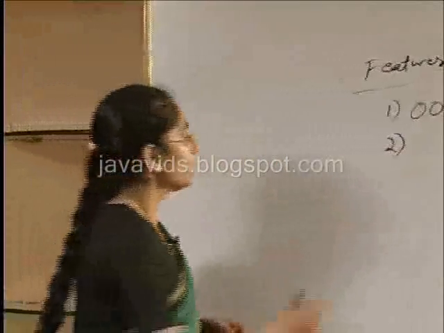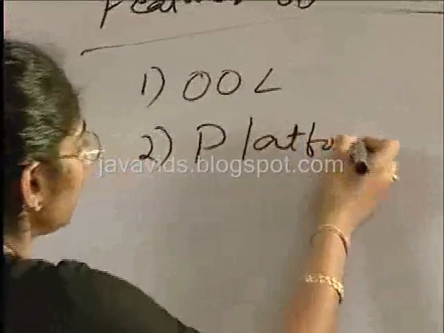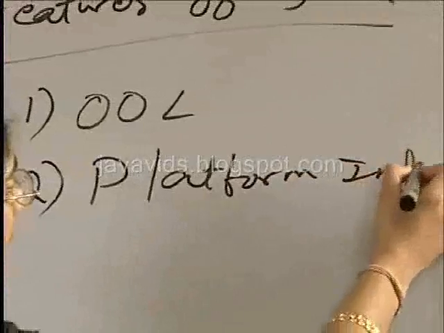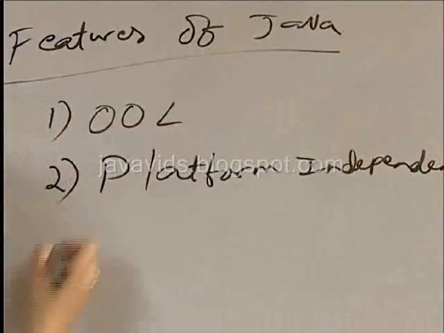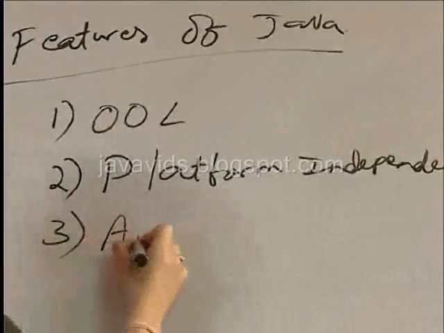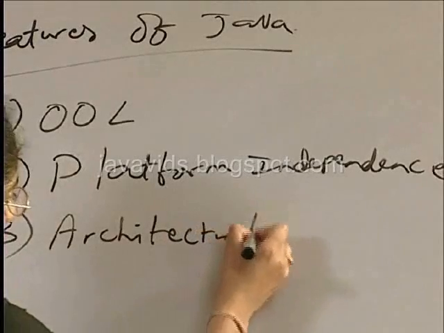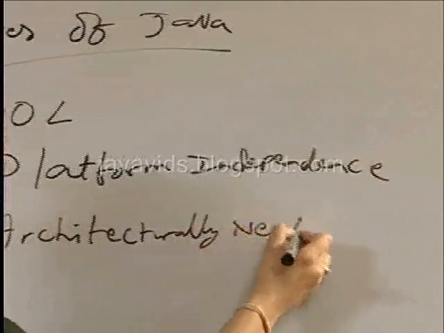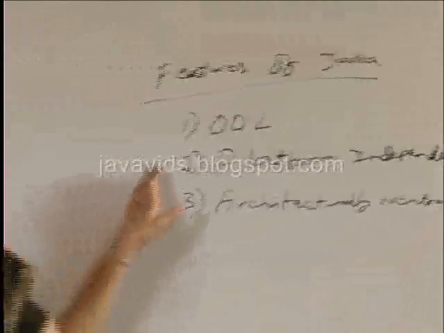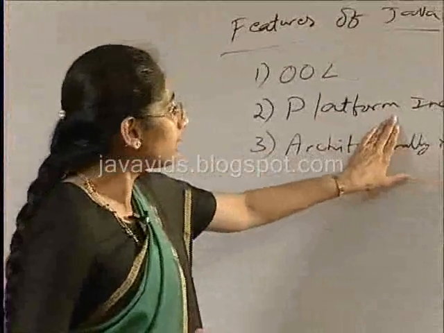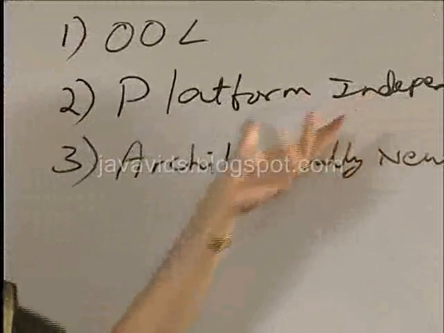Second, we know Java for its platform independence and being architecturally neutral. So Java is platform independent as well as architecturally neutral. Now what do I mean by this?